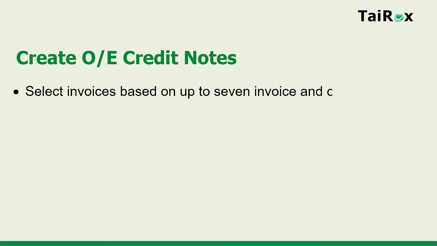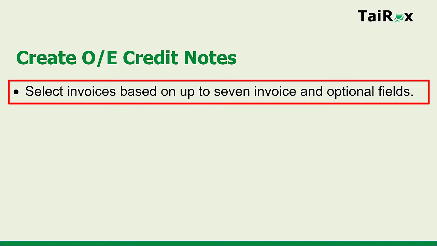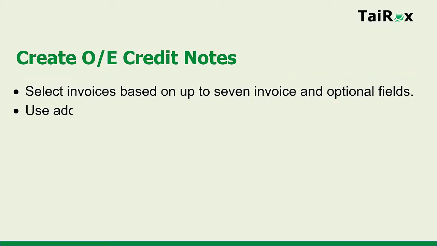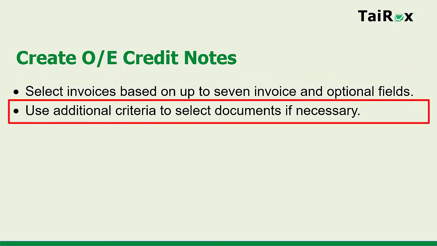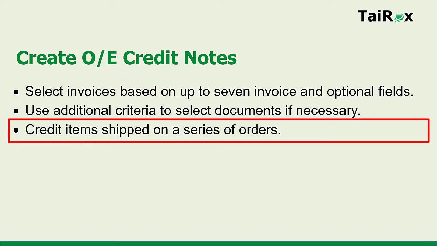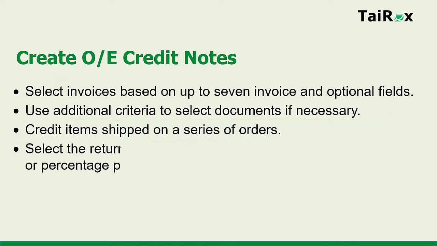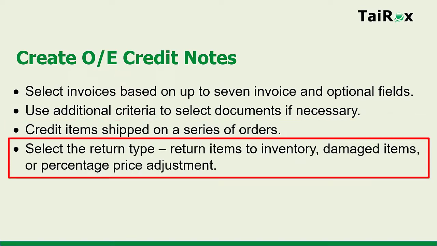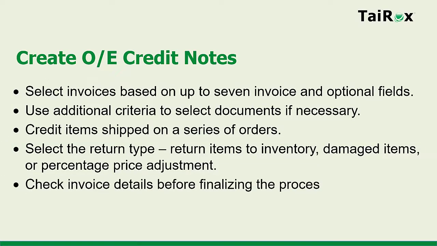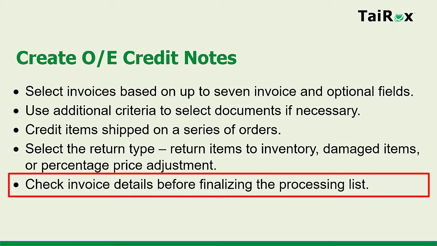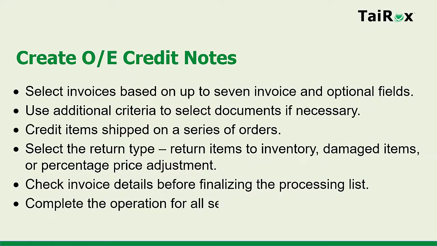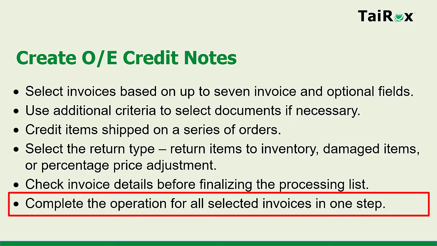You can select invoices based on up to 7 invoice and optional fields, use additional criteria to select documents if necessary, credit items shipped on a series of orders, select the return type, return items to inventory, damaged items, or percentage price adjustment, check invoice details before finalizing the processing list, then click the Process button to complete the operation for all selected invoices in one step.